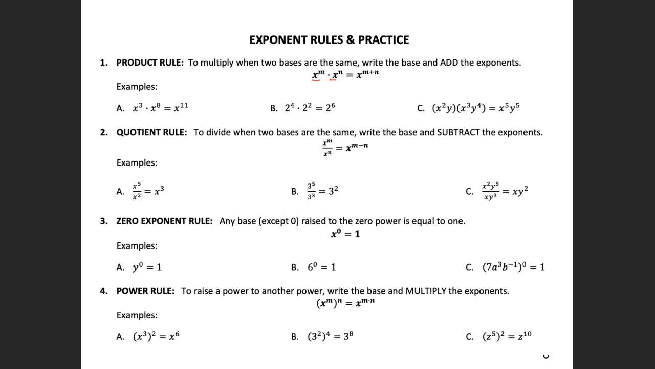Quotient rule says that if the bases are the same, we subtract the exponents. So I have x to the fifth over x to the second. I end up with x to the third. The zero exponent property says anything raised to the zero power is 1.